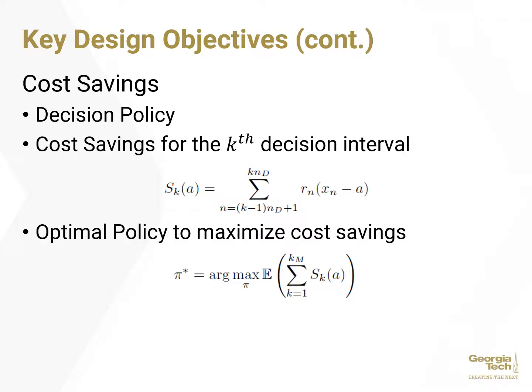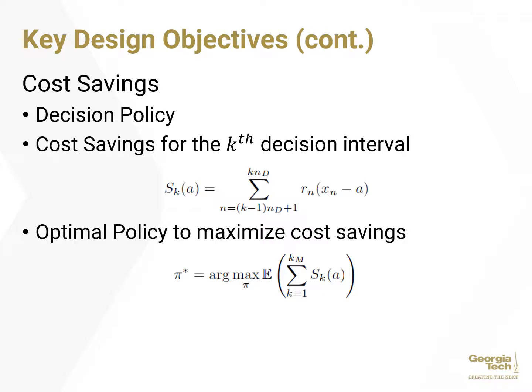Deciding the value of pulse magnitude is defined as an action. A decision policy determines what action should be taken for each decision interval. The maximum cost savings of a day can be achieved by finding the optimum policy as defined in the presentation.